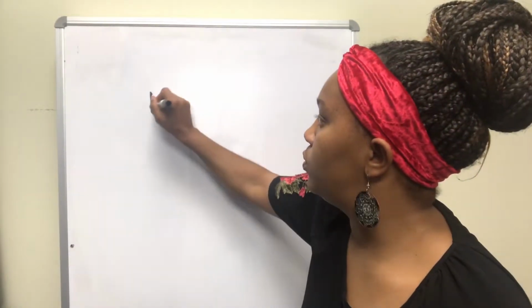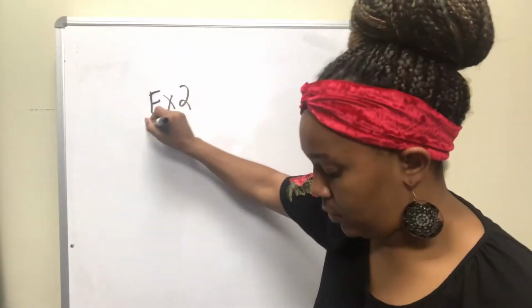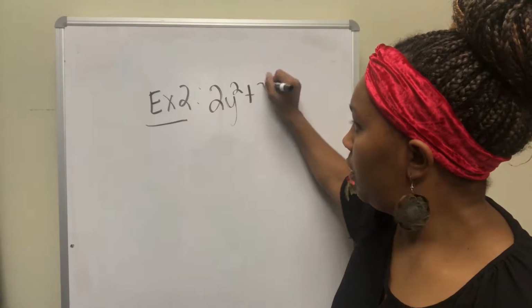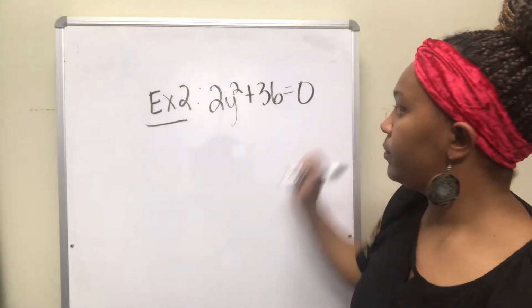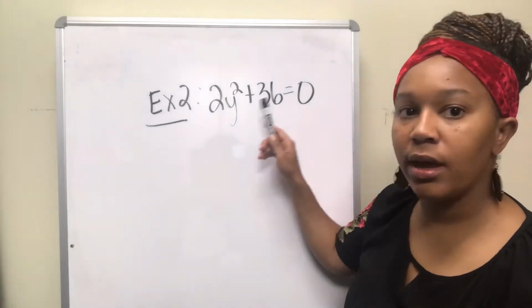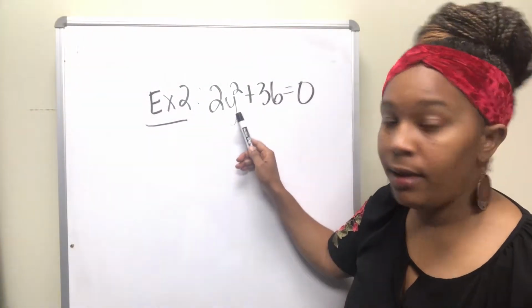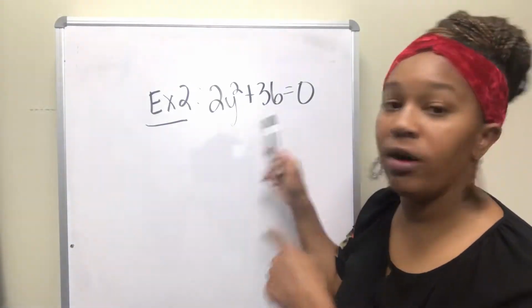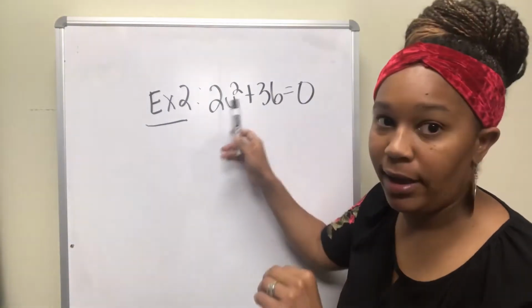Example 2, we want to solve 2y squared plus 36 equals 0. So again, this is a quadratic equation. There's an equal sign, there's one variable, which is y, and the highest exponent on that variable is 2. There's also only one variable present. There's only one y in this equation.